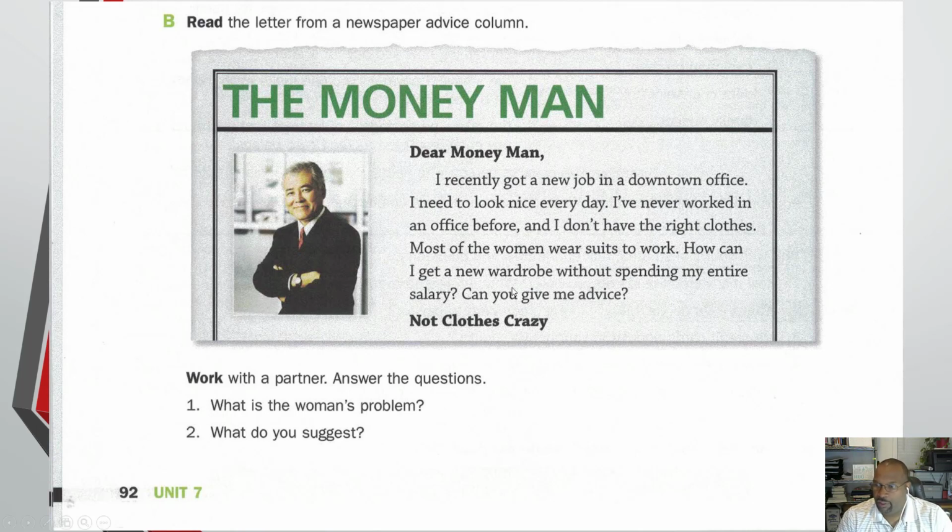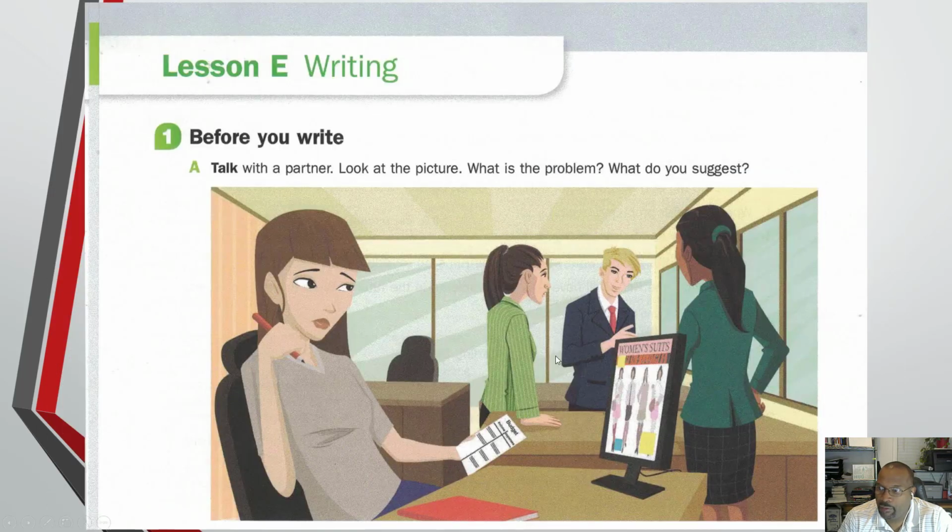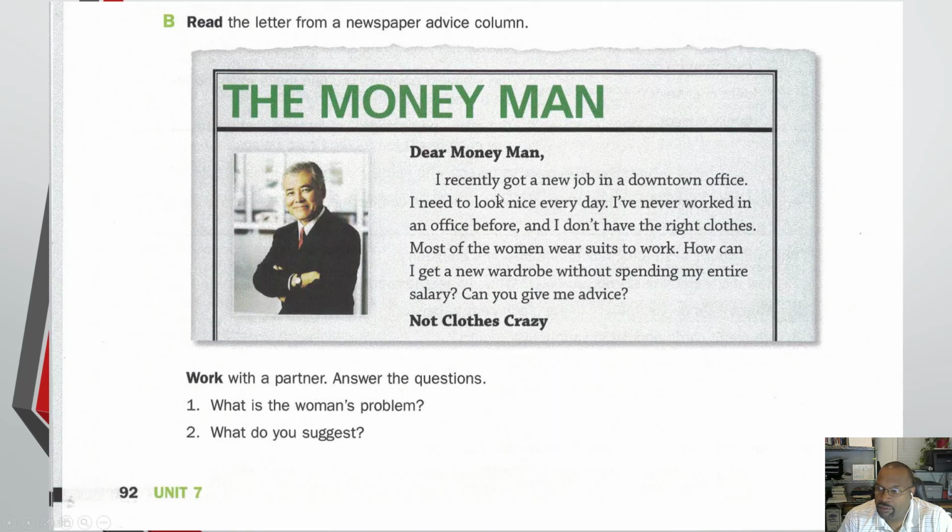Take some time and write down your suggestion. What do you think the woman's problem is? And write it down in complete English sentences. Use the picture here and this article here, the newspaper advice column, to write down what you think the woman's problem is. And then take some time to write down your suggestion for her.